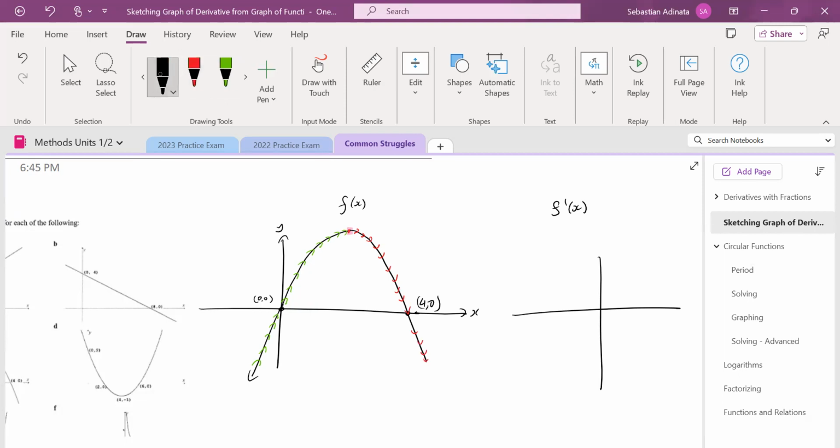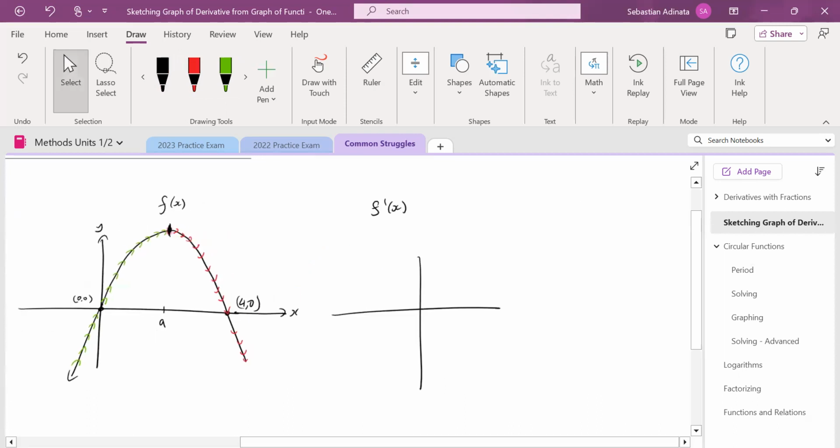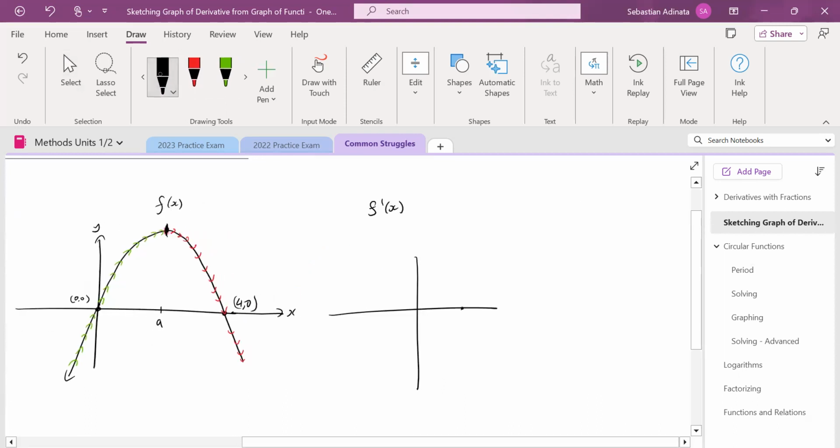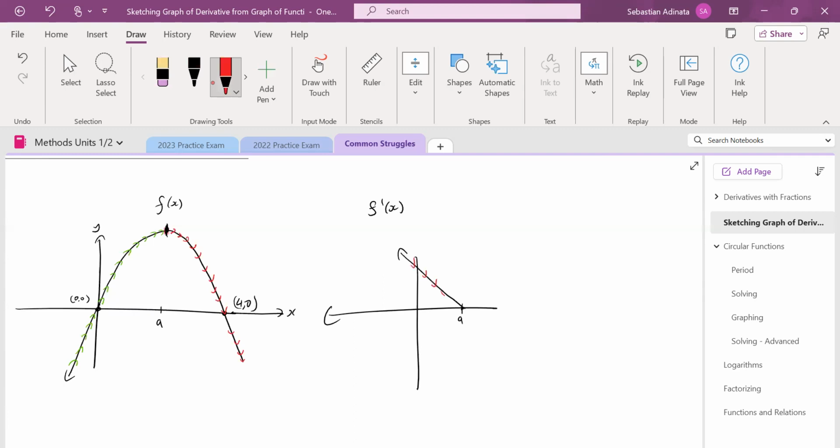So let's call this point A. We don't know it at the moment. But from the graph, from negative infinity up to A, it'll be an increasing graph. So its derivative will be positive. So even though the derivative is decreasing, it is still positive because it's above the x-axis.